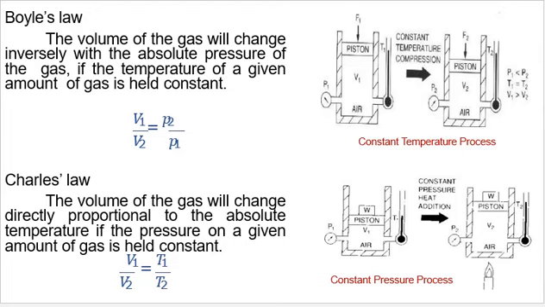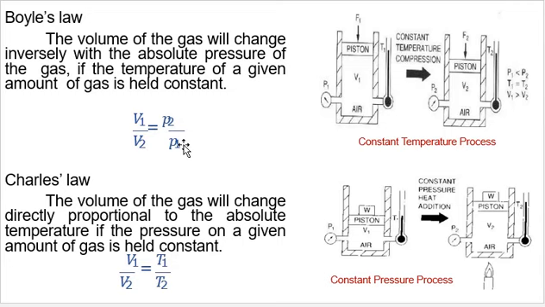First is Boyle's law. Boyle's law states that if the temperature of a given amount of gas is held constant, the volume of the gas will change inversely with the absolute pressure of the gas. So it is a constant temperature process. P1 is less than P2, T1 is constant, that is T1 equals T2, and V1 is greater than V2. So we can write V1 upon V2 equals P2 upon P1. So this is called Boyle's law.